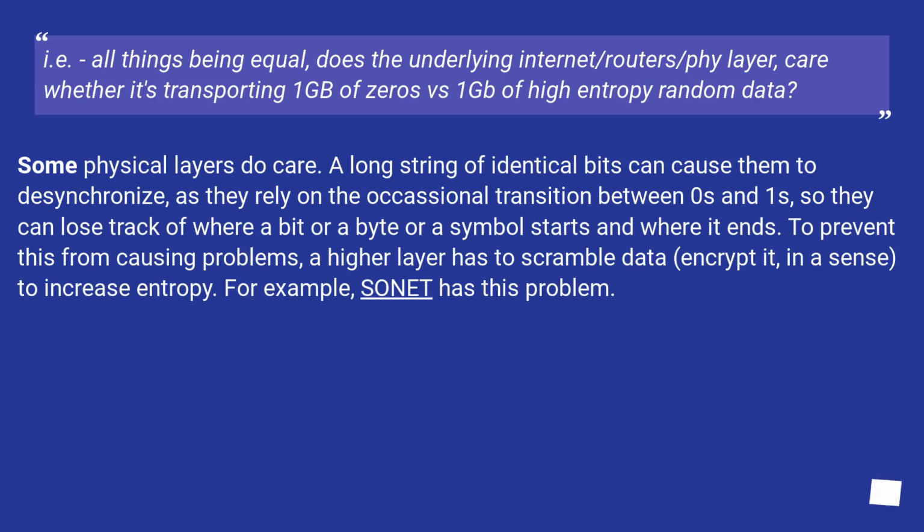Does the underlying internet/routers/PHY layer care whether it's transporting 1 GB of zeros versus 1 GB of high entropy random data? Some physical layers do care. A long string of identical bits can cause them to desynchronize, as they rely on the occasional transition between zeros and ones, so they can lose track of where a bit or a byte or a symbol starts and where it ends. To prevent this from causing problems, a higher layer has to scramble data, encrypt it, in a sense, to increase entropy. For example, Sonnet has this problem.